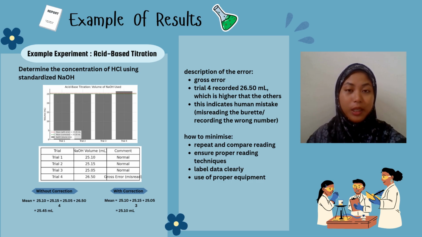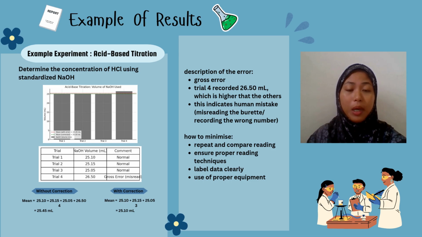So I will explain about the description of the error for this example experiment. Description of the error, I will call it a gross error. In trial 4, the volume recorded was 26.50 ml, which is noticeably higher than the other trials. This suggests a gross error likely caused by human mistakes, such as misreading a period or reading the wrong value.